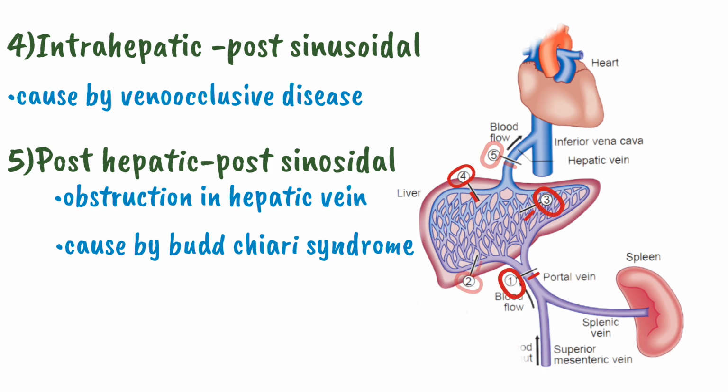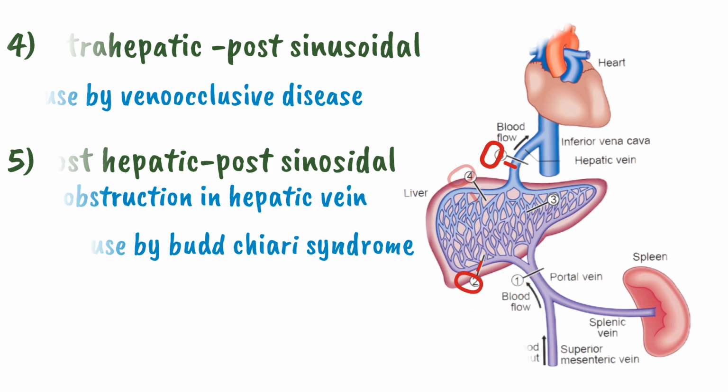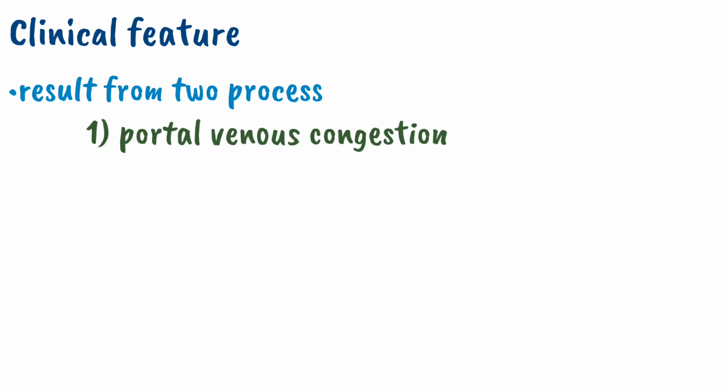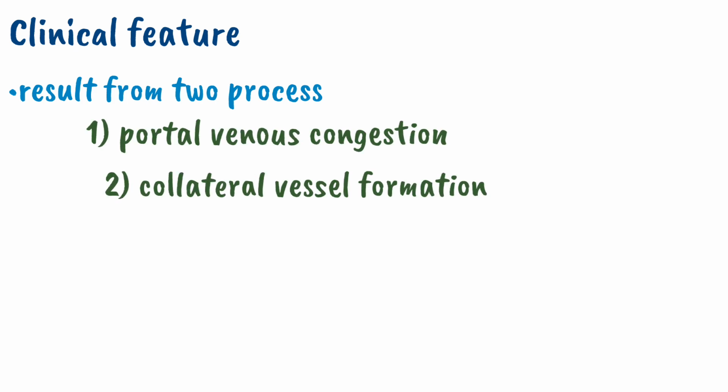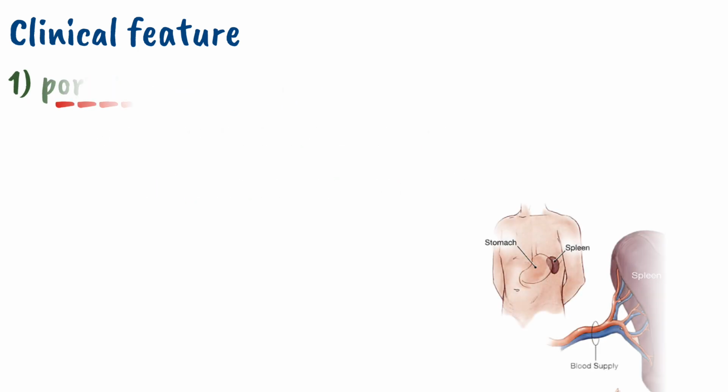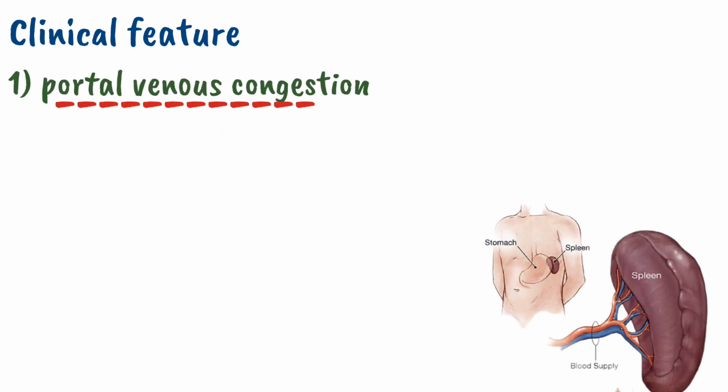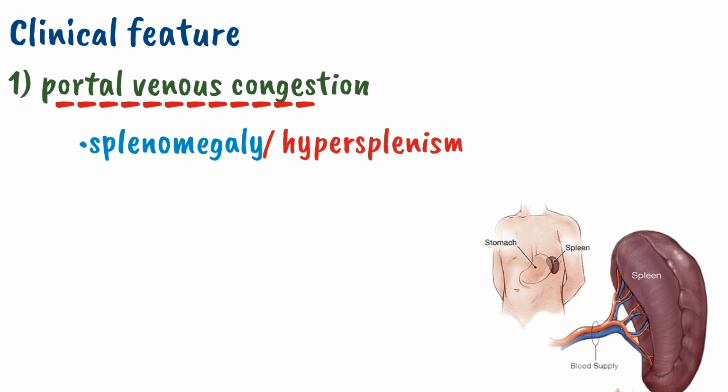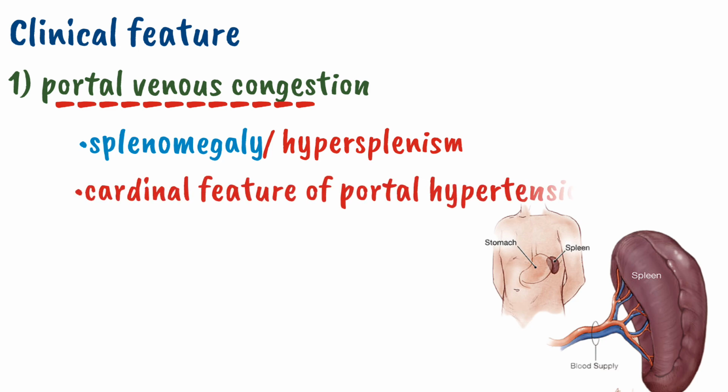Now let's come to the clinical features of portal hypertension. The clinical features result principally from 2 processes. The first one is portal venous congestion and the second one is collateral vessel formation. The portal venous congestion will cause splenomegaly and/or hypersplenism, meaning the spleen will enlarge in size with overactive function, and splenomegaly is a cardinal feature in portal hypertension. And the second one is collateral vessel formation.